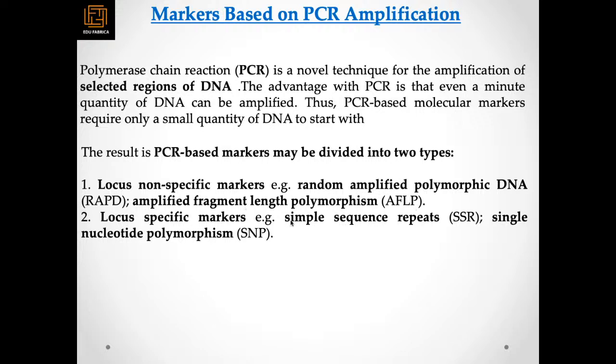So these are locus non-specific, and then there are locus specific markers. For the locus specific, there are two types here: single nucleotide polymorphism, that is SNPs, and simple sequence repeats.